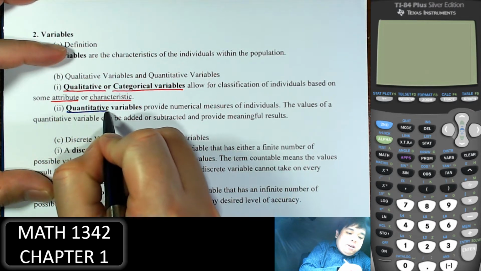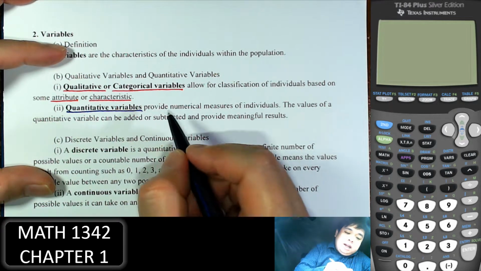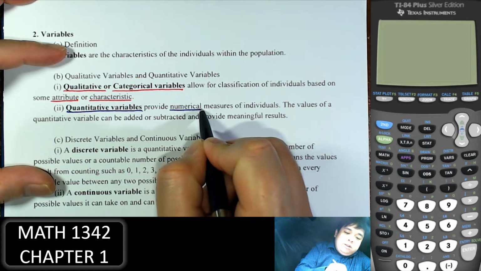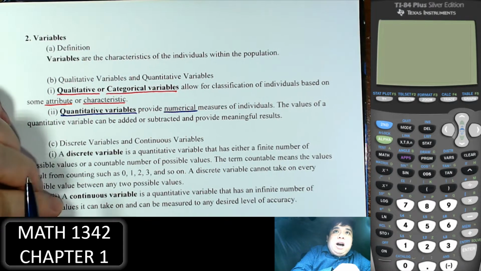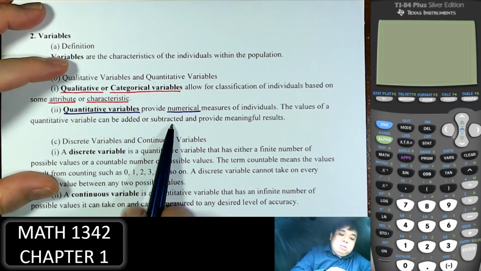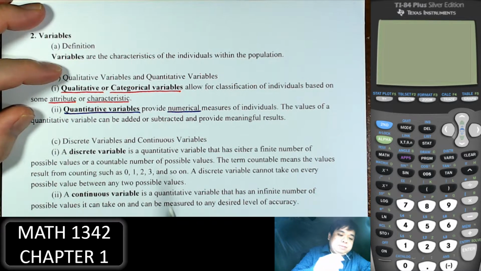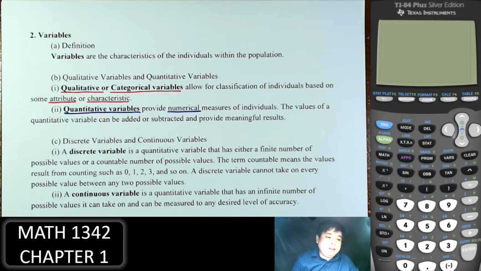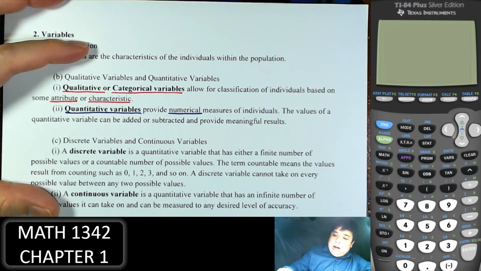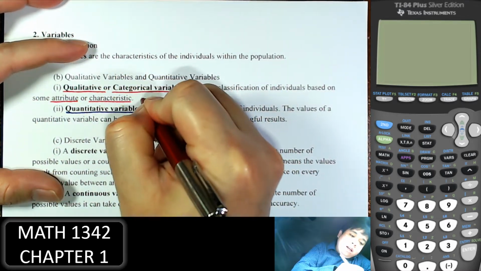as opposed to quantitative variables, which are a numerical measure of the individuals, and these values can be added or subtracted and provide some meaningful results. So we have some examples. I didn't see any examples here.